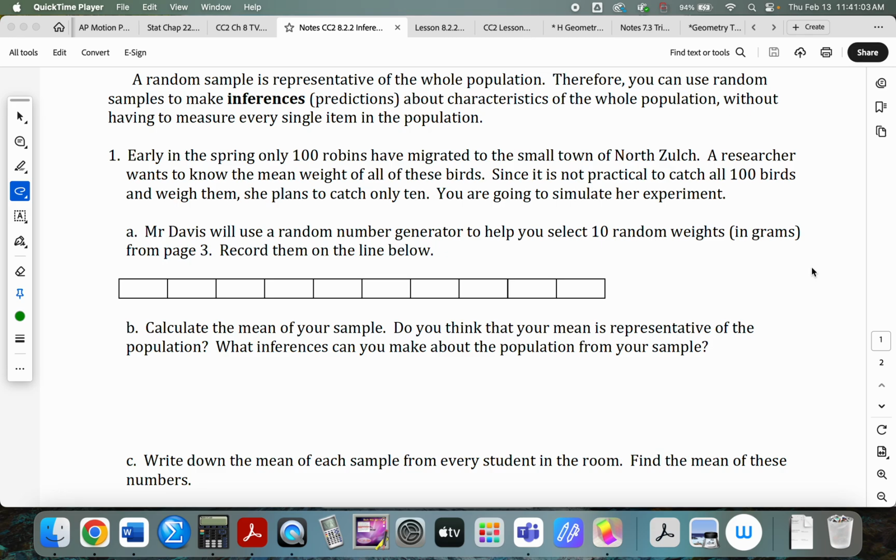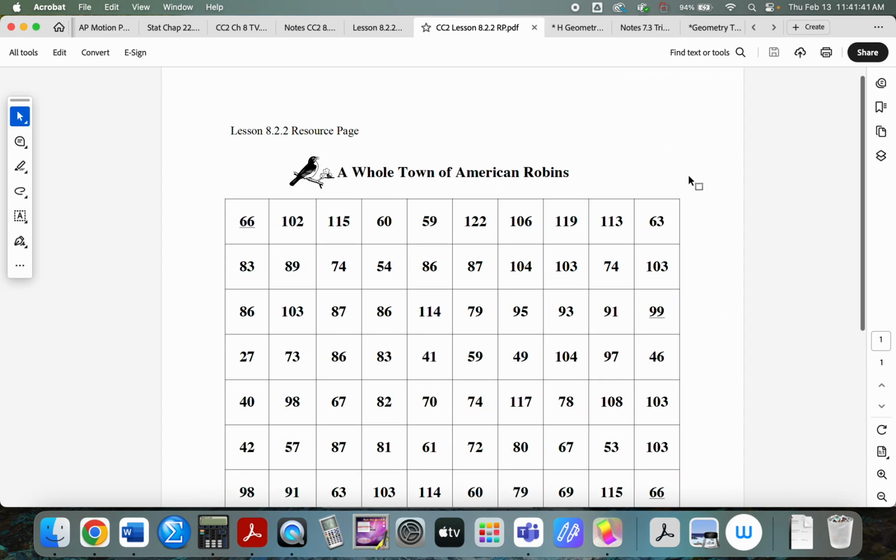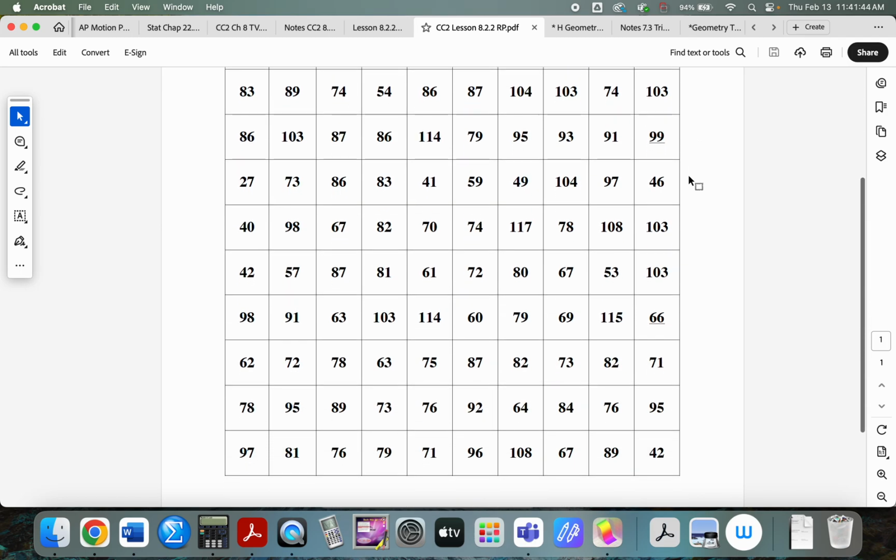The situation is this. Early in the spring, only 100 robins have migrated to the small town of North Zulch. That's a real place. A researcher wants to know the mean weight of all of these birds, but it's not practical to catch all 100, right? So she plans to only catch 10. You are going to simulate her experiment. So in just a moment, I'm going to give you 2 pieces of paper. One of them is going to look like this. It has the weights of all 100 robins in the town.